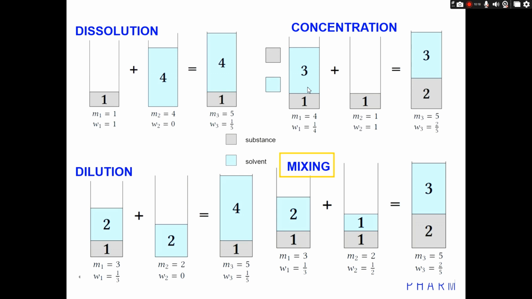And the last example is mixing, adding 2 solutions together. In the first solution, we have 2 parts of the solvent and 1 part of the substance. The mass fraction is 1/3. In the second solution, we have 2 parts. One is the substance and one is the solvent. So the mass fraction is 1/2. As a result, we get a solution of 5 parts again, which consists of 2 parts of the substance and 3 of solvent. The mass fraction of the substance in such a solution will be 2/5.